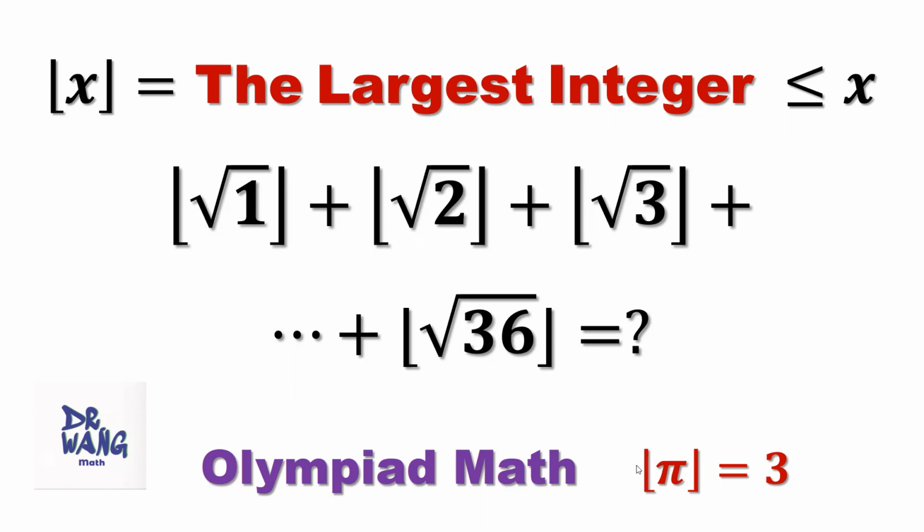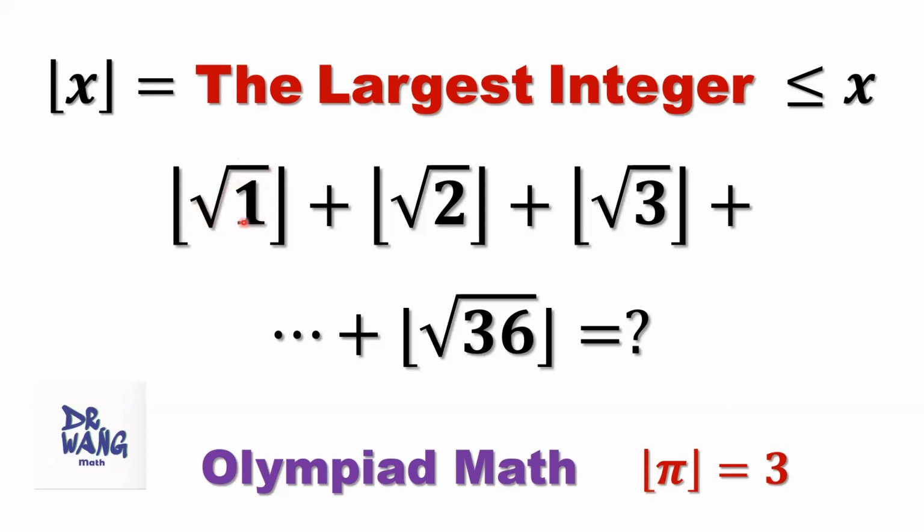For example, look at here. Pi is 3.14. So the nearest number on the left-hand side is what? 3. On the right-hand side, that's 4. So this is the floor function. Sometimes we call it the bottom. That's 3.